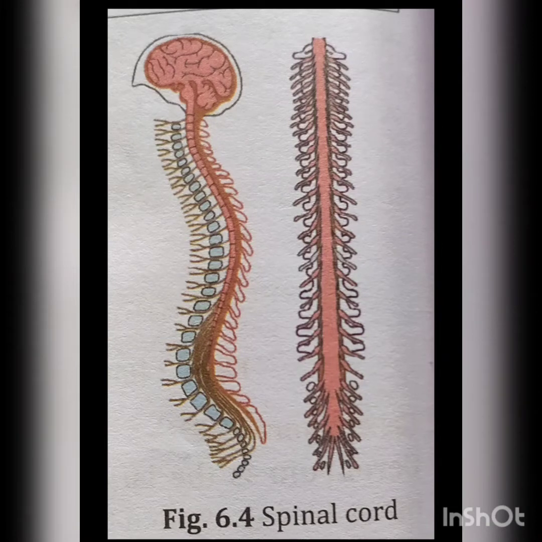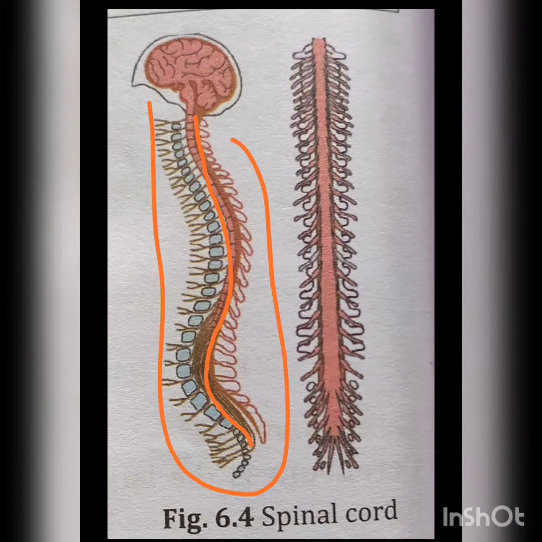Spinal cord is a cylindrical structure enveloped by the backbone or the vertebral column. It is a bundle of nerves that extends from the medulla oblongata to the end of the vertebral column. The spinal cord transmits nerve impulses from different organs of the body to the brain and vice versa. It also acts as the center for many reflexes.